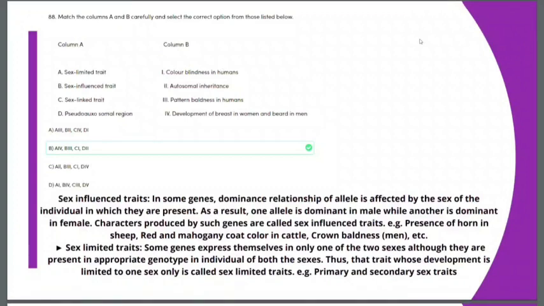So it's an easy matching: sex limited trait, sex influenced trait, sex linked trait, autosomal region. So it's an easy matching. The answer is B, and we have given some of the definitions of these terms. So you can go through it once.